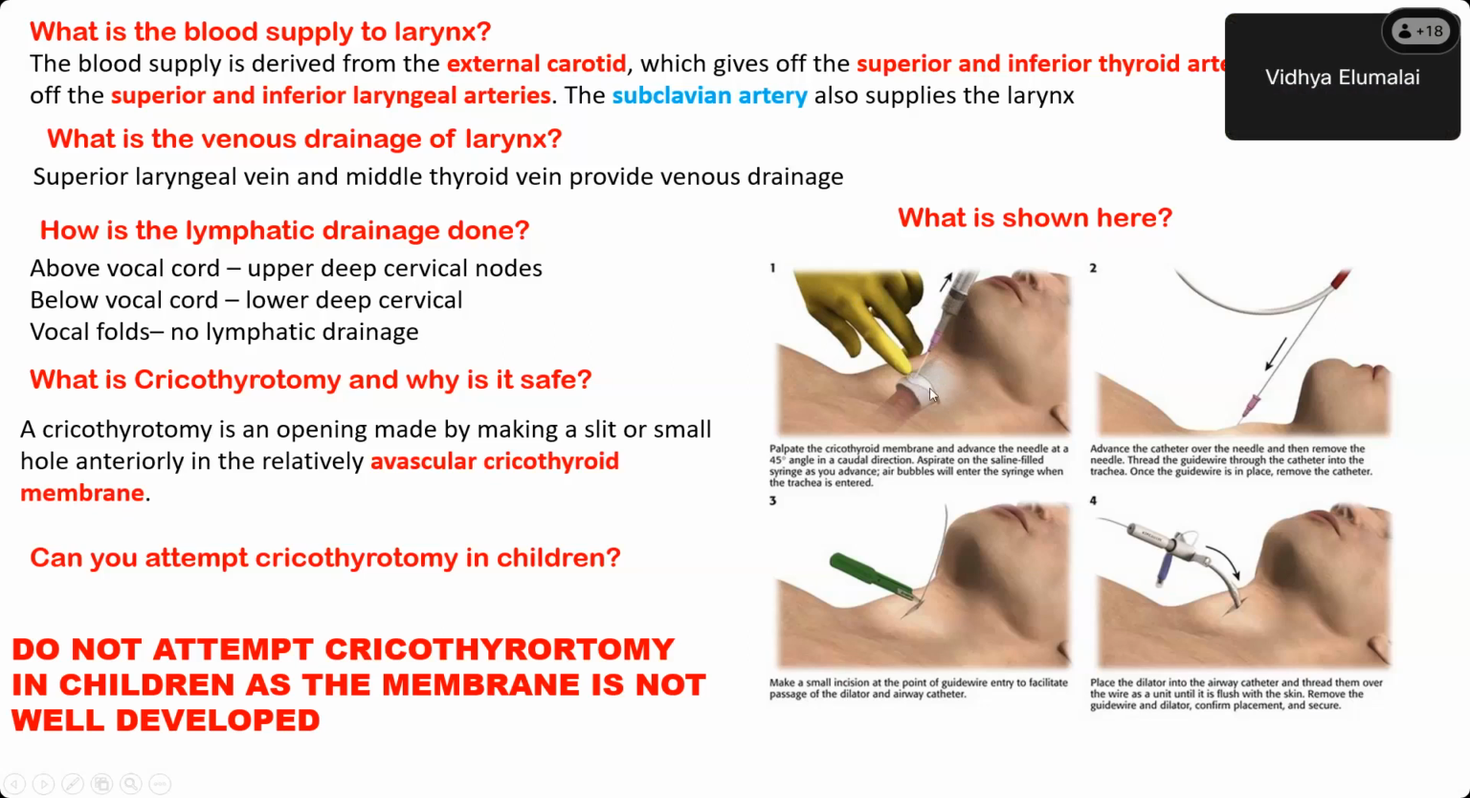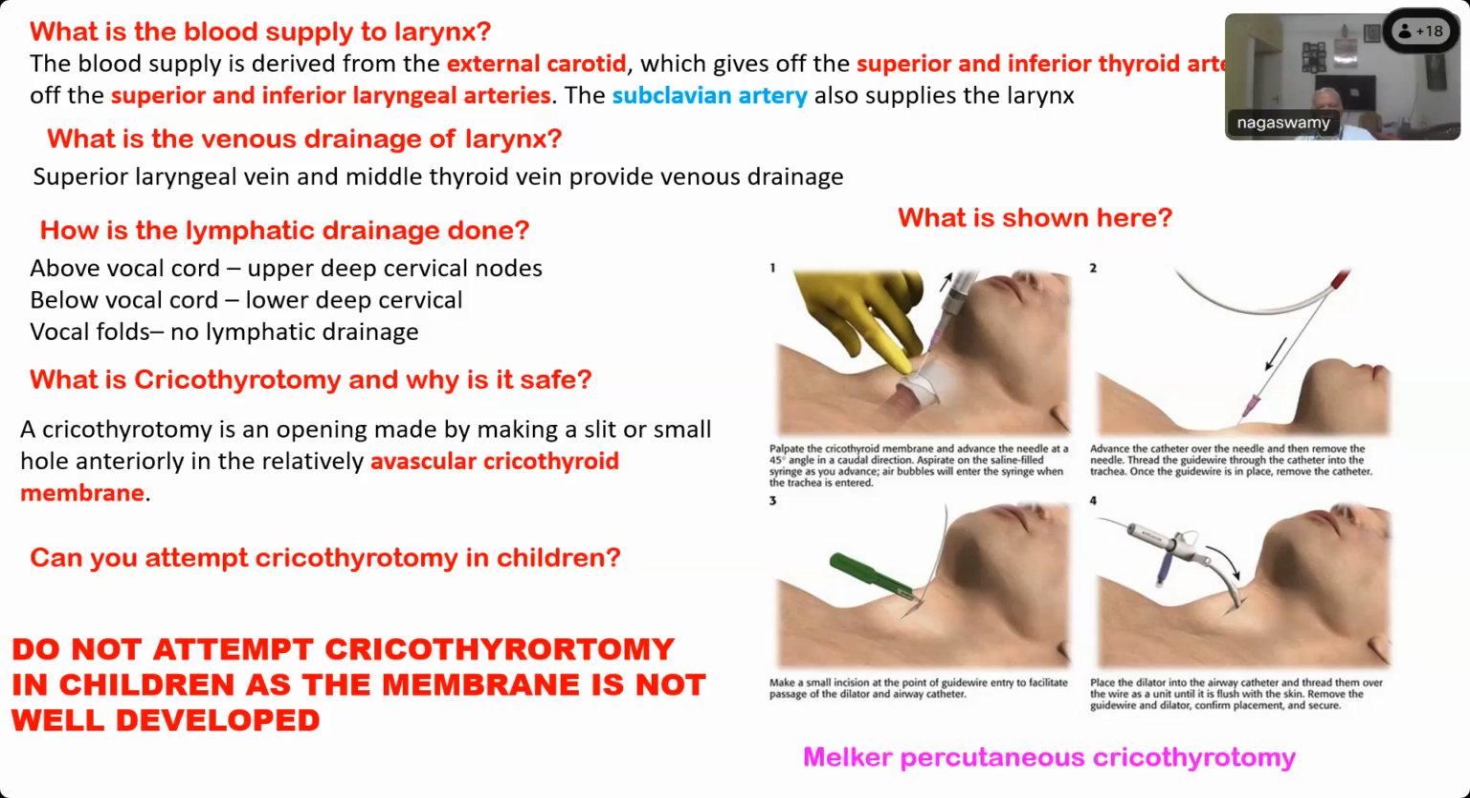So this is the cricothyroid membrane in an adult. You try to identify it by puncturing it and aspirating air freely. Then you use the Seldinger technique. You put in a guide wire and then you make an incision. What is the name of this entire procedure? Needle cricothyroidotomy. The technique described by Melker, so it is called Melker percutaneous cricothyrotomy.